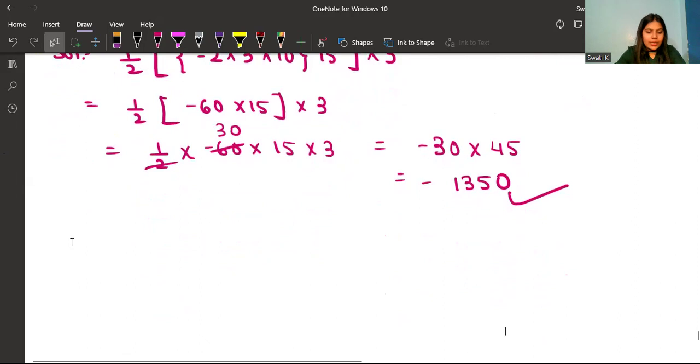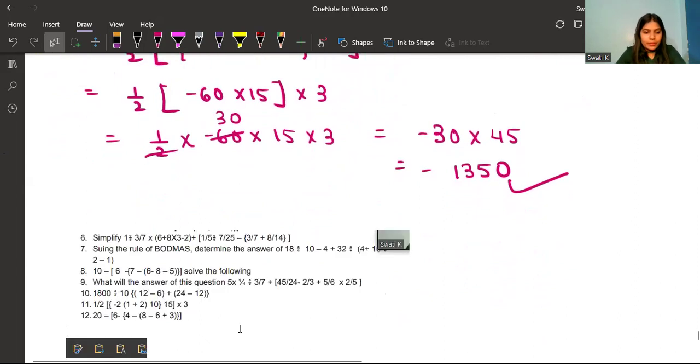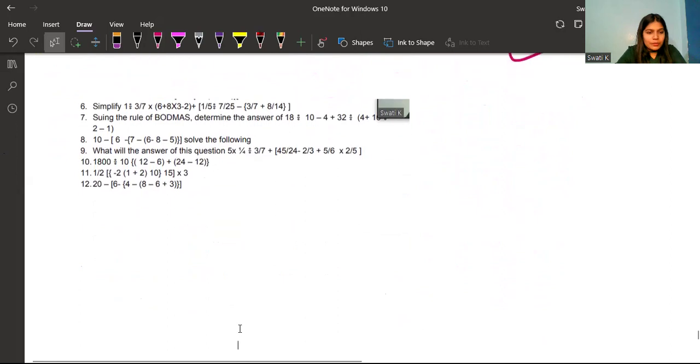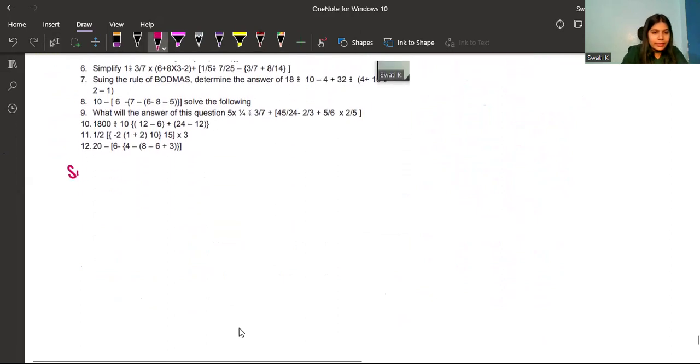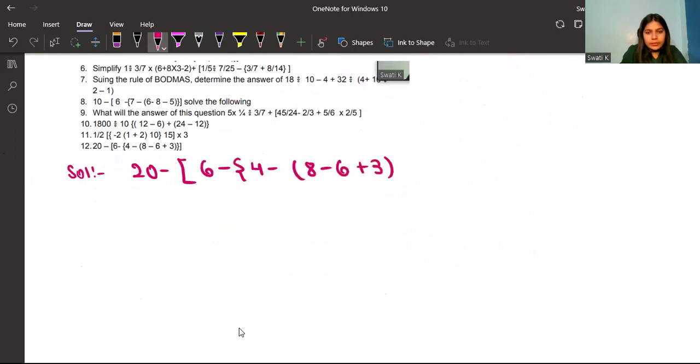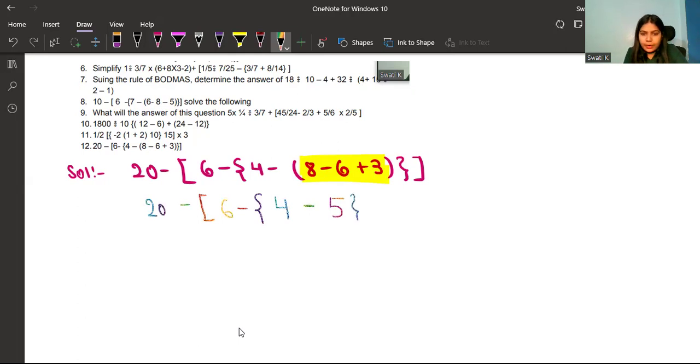Let's go to the last question, which is question number 12. Okay, so question number 12 is also looking very simple. So let us start directly from here. It says 20 minus big bracket 6 minus curly bracket 4 minus 8 minus 6 plus 3, and then curly bracket, big bracket closed. Of course, we're going to solve this part first, which is nothing but 8 plus 3 is 11. 11 minus 6 is 5. So you're getting 5 here. Minus 4 as it is, curly bracket, minus 6, big bracket, minus 20, curly bracket closed, big bracket closed.